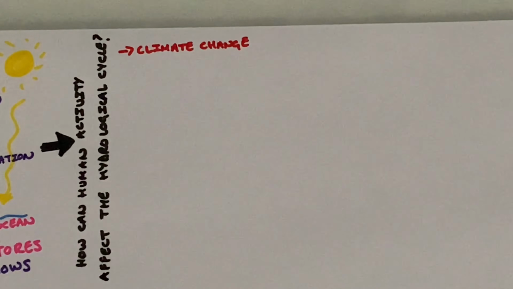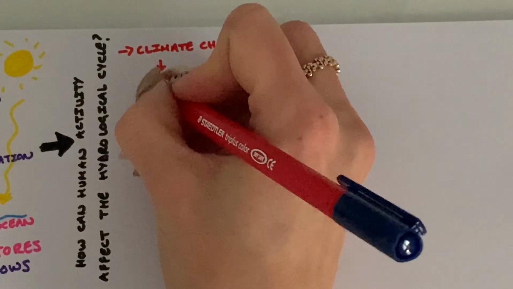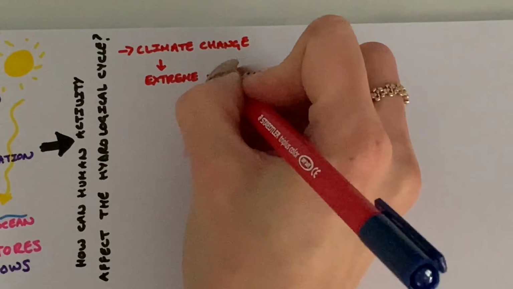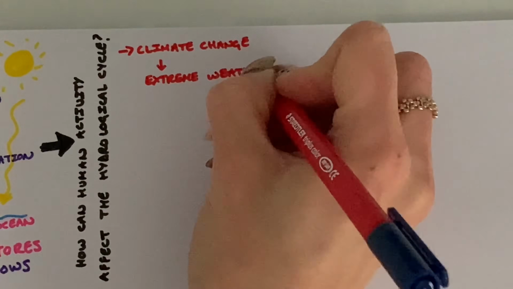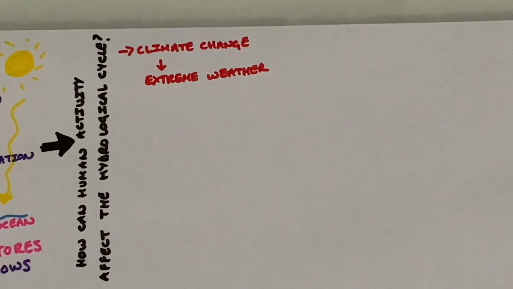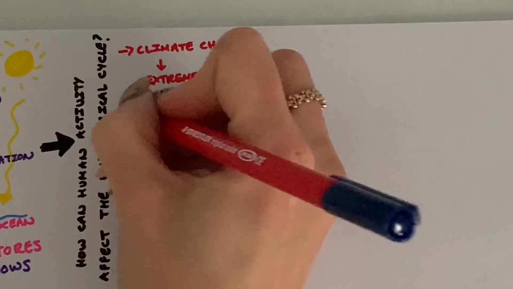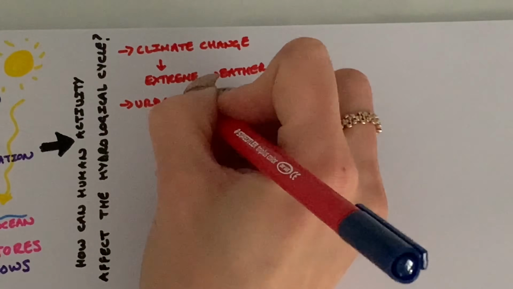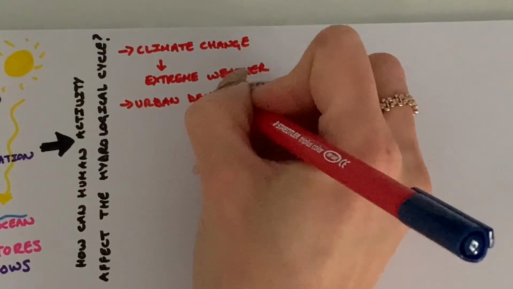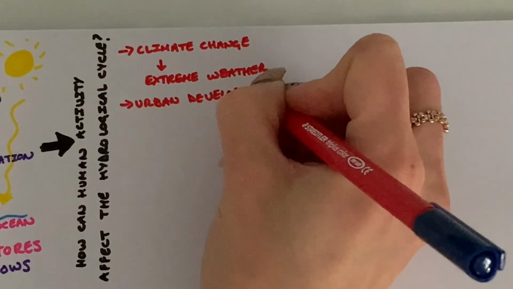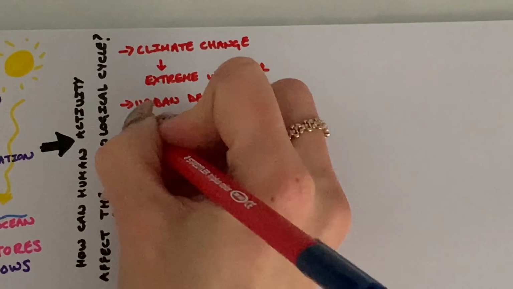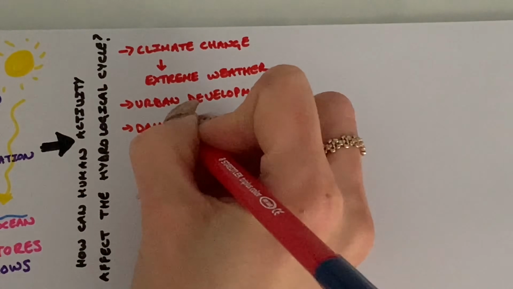So if we think about climate change, a big concern right now in the 21st century, that can lead to extreme weather events, such as storms and droughts. If we have a drought, we've got limited amounts of water on the surface of the ground, and that will then limit evaporation taking place. On the other hand, if we have heavy intense storms, that's going to encourage precipitation, and that might lead to increased surface runoff and more water in your river, which is known as discharge.